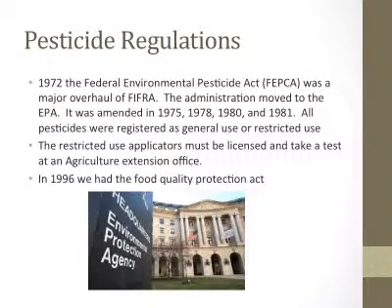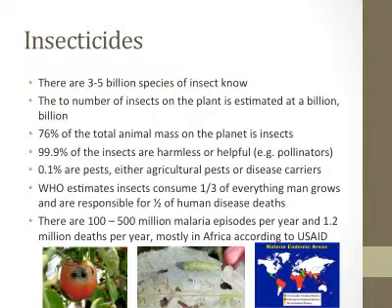Okay, so when it comes to insecticides, there are approximately 3 to 5 billion species of insects known, and that's just what we know of. There's probably equal that we have yet to discover. So the number of insects on the plant is estimated at 1 billion. So there are lots and lots of different species of insects, and if we just look at one plant, we can't even see the majority of them. We would have to use a microscope.